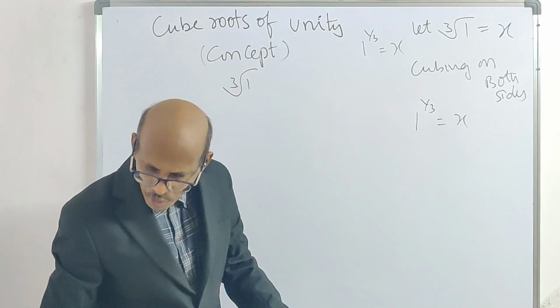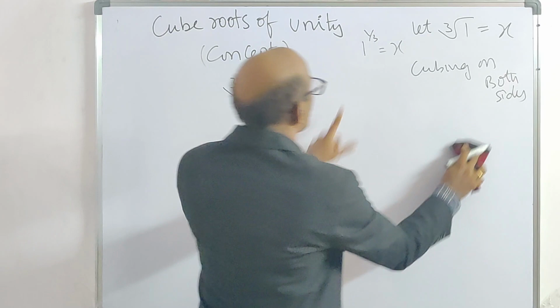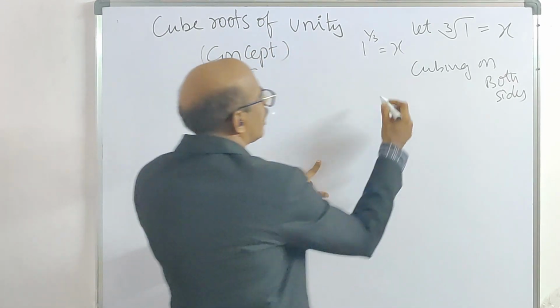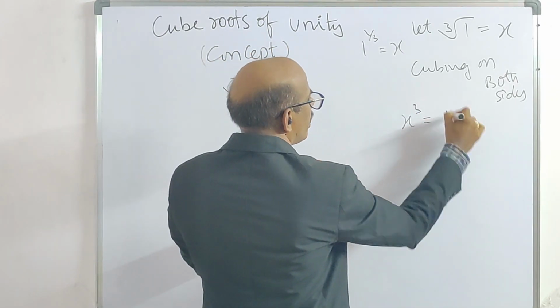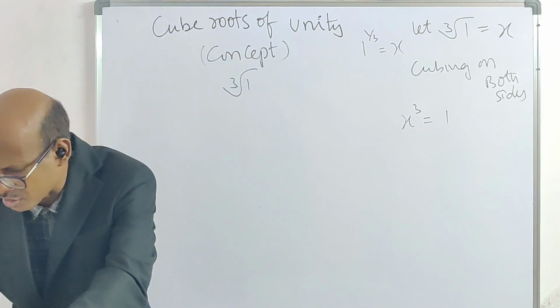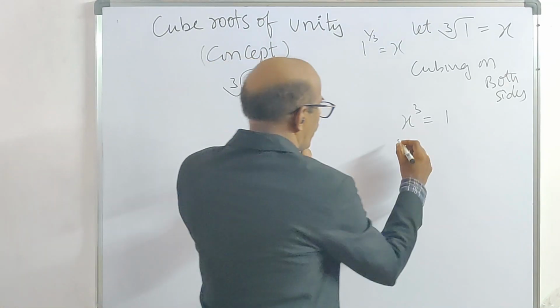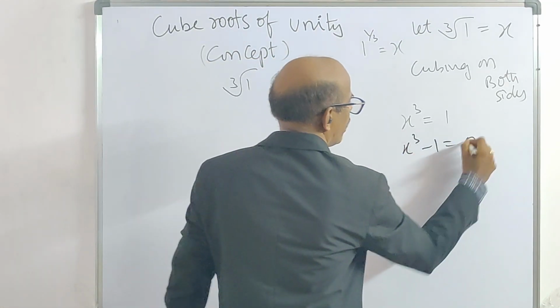If you cube both sides, 1 to the power 1 by 3, cubed, means 1, and x to the power 1 by 3 cubed becomes x, so cubing gives x cube equal to that. Now you understood this step. Immediately rearrangement, you get like this.